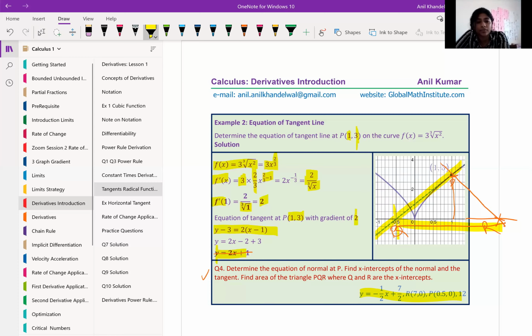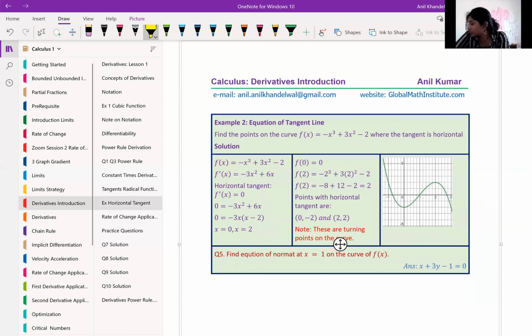Now we are almost running out of time, so let's move through a few more examples. Question number 2 here is equation of tangent line again. Now this is a second type of question. Find the points on the curve f of x equals minus x cubed plus 3x squared minus 2, where the tangent is horizontal. Horizontal means what is the gradient here?